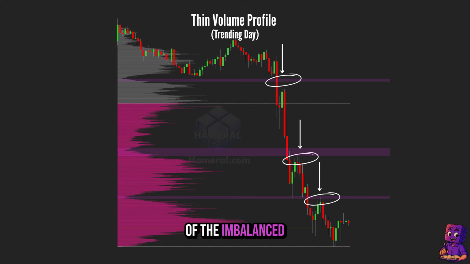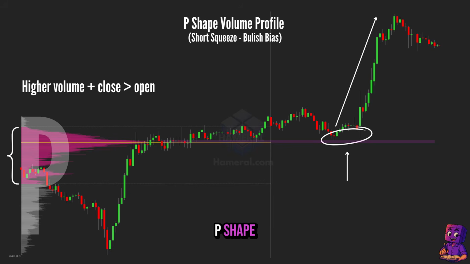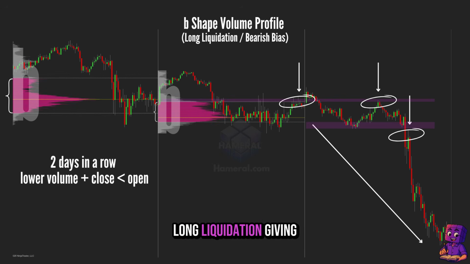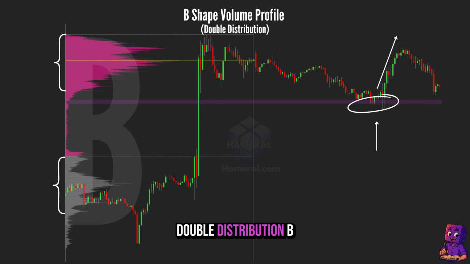The main shapes of the imbalanced volume profile are P-shape, usually short covering, giving us a bullish bias. The optimal approach is continuation longs above VAH or on pullbacks into value. B-shape, usually long liquidation, giving us a bearish bias. The best approach is continuation shorts below VAL or selling pullbacks into value. Double distribution, where the LVN in the middle is the decision line. Rejection back to old value or acceptance into new value.